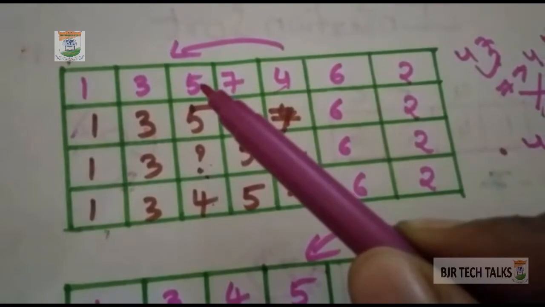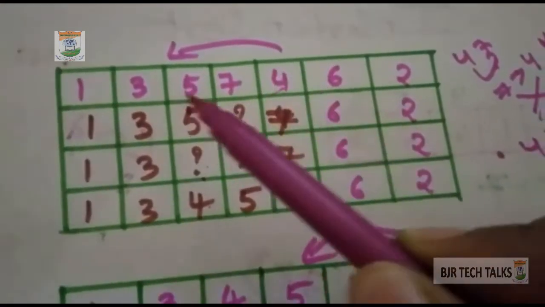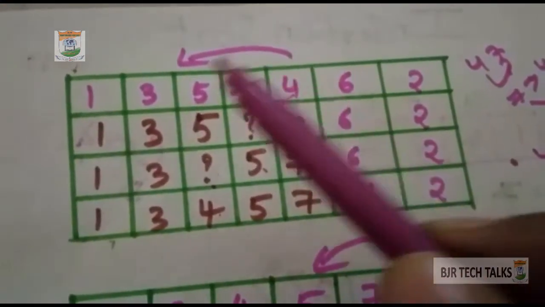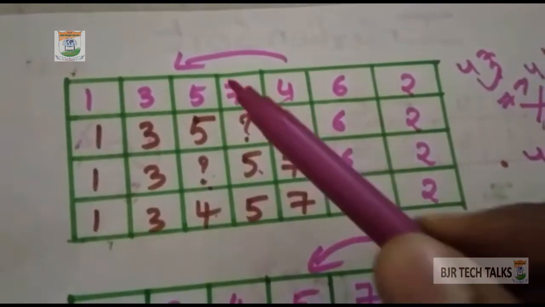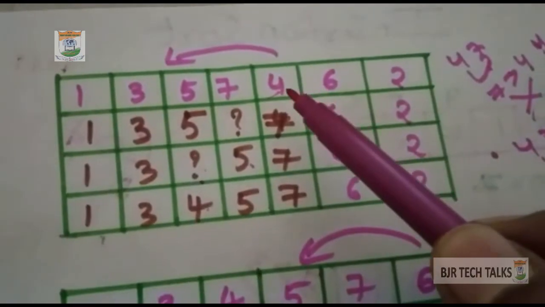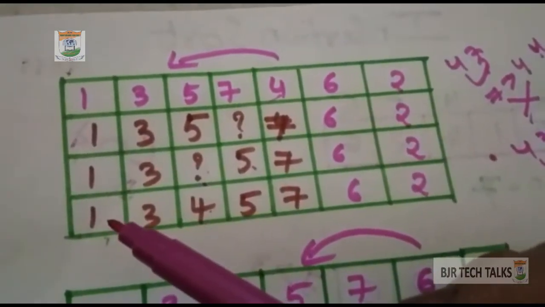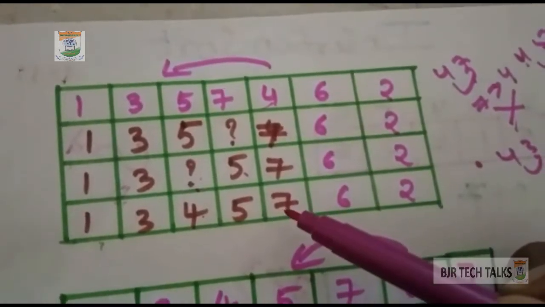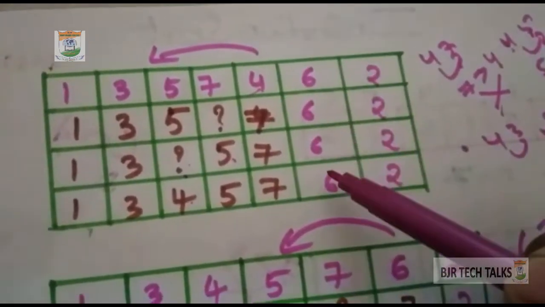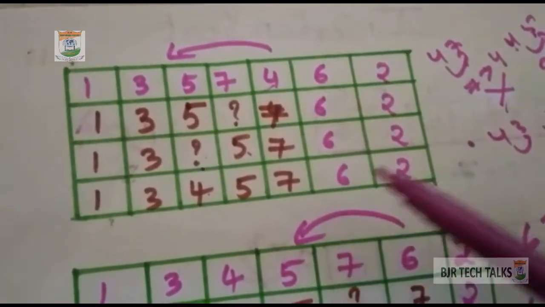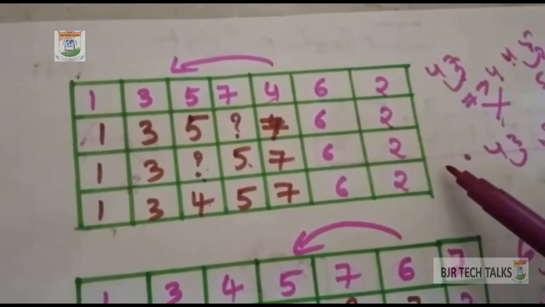When 4 is compared with 5, 5 is greater than 4. Here the places change. When 4 is compared with 3, 3 is less than 4. The places are not changed, and the 4 comes here. When 4 is compared with 1, 1 is less than 4, so 1 is in the same place. So in place of 5, the 4 comes, and in place of 7, the 5 comes, in place of 4 the 7 comes, and the remaining other 2 elements will be as they are. So 1, 3, 4, 5, 7, 6, 2 is the answer of the fourth iteration.